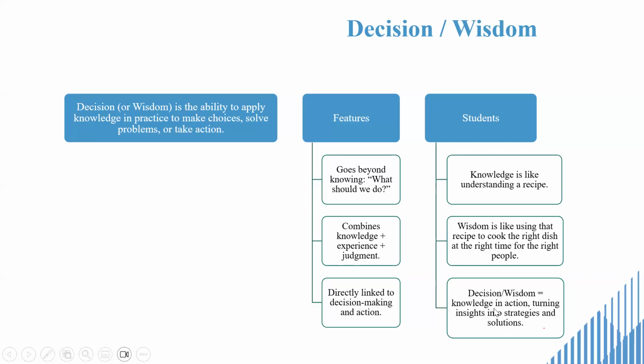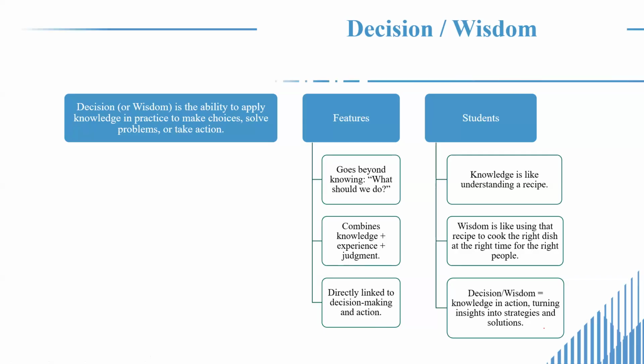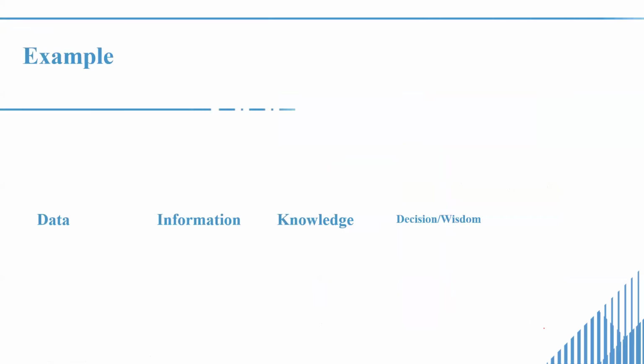So decision or wisdom is knowledge in action, turning insights into strategies and solutions. This is the main topic that we are going to do. If you have data without anything, you cannot say much. But when you have interpretations and insights, and then you take action based on experience, that is decision making. Then it comes to your wisdom and decision. Now we can say we have a complete, final product. So now we can see an example.